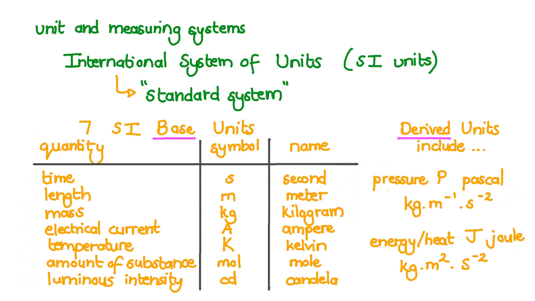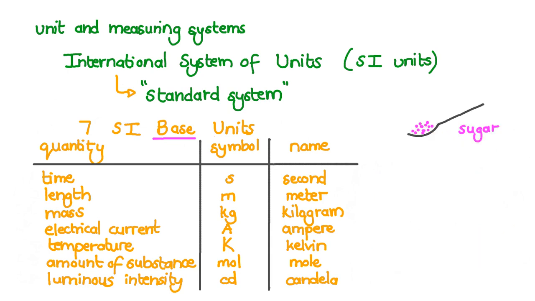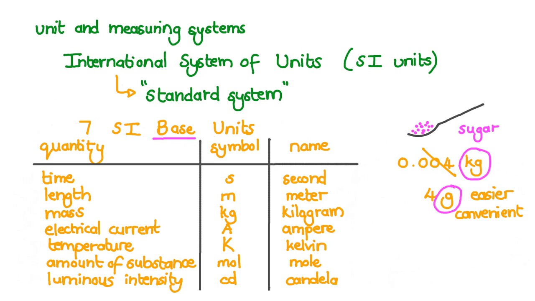Now, it's not always practical or convenient to measure everything in the base units as they stand. For example, if we were to measure a spatula of sugar for a reaction, we'd have a very small number measuring the mass in kilograms. It's inconvenient to say 0.004 kilograms. It's much easier and more convenient to say 4 grams of sugar. We can adjust the unit size, which will in turn adjust the number or measurement.